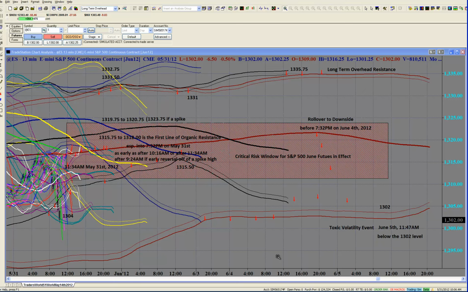What you're seeing on the screen right now is a risk map of the E-mini S&P 500 June futures contract. Each price bar on the screen represents a price range that took place over a 13-minute period. And these forward-looking boundaries are indicating critical risk levels.